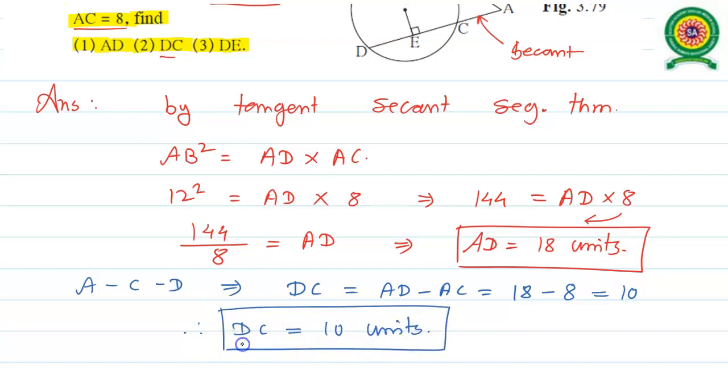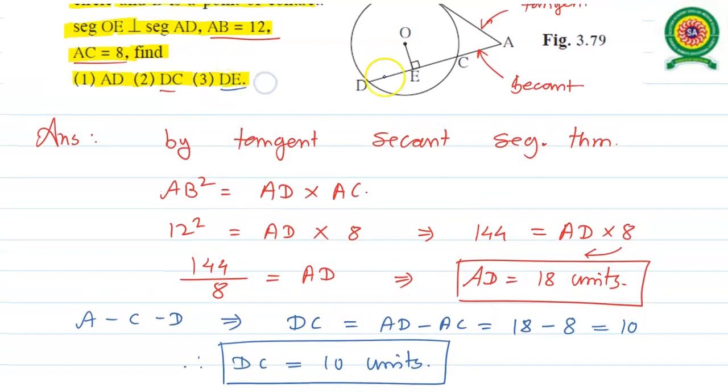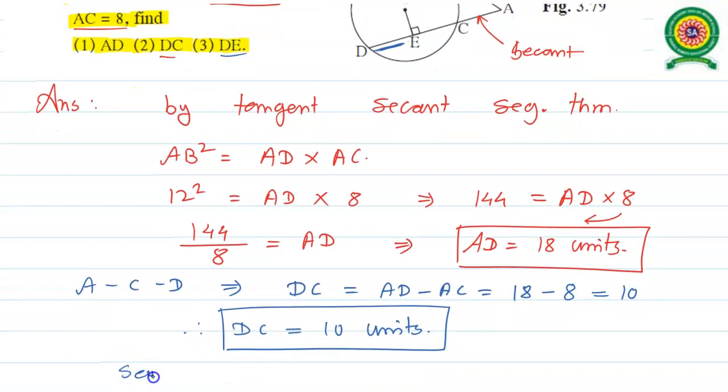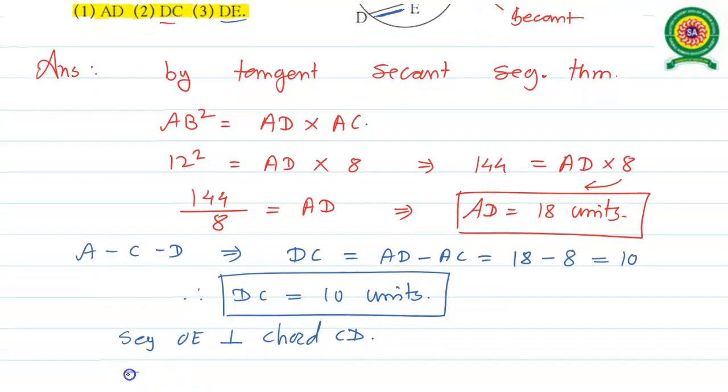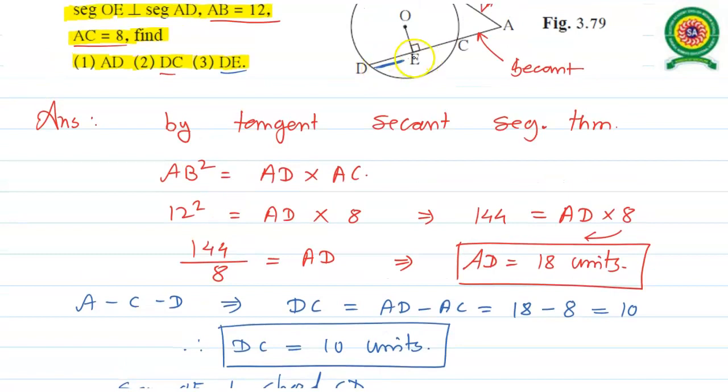Now we have to evaluate the third one, that is DE. Look at the segment DE, that is what we have to evaluate. Segment OE is given perpendicular on the chord CD. Since A, C, D are collinear points, it is perpendicular on CD. So the segments made on CD by the point E are congruent, equal in length, as per the perpendicular bisector theorem.